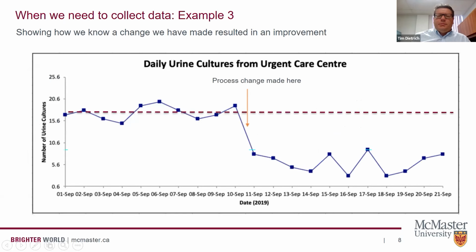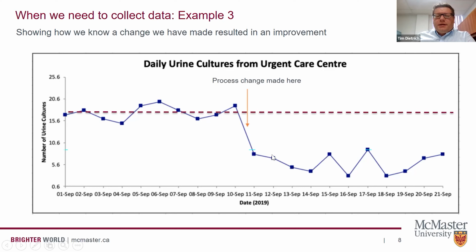And then in that third example that I outlined at the beginning, where our information needs are great, is after we've made that change. And the quicker we can get information and feedback about the change we made to see whether it resulted in an improvement, the better. And so just going back to that simple example that's out there on the internet is looking at the urine cultures from the urgent care center, and a process change was made at a particular day. And you can see right away, this is an example that clearly shows a reduction in the number of cultures sent from the urgent care center. So the process change made there obviously had a significant impact to the outcome measure of interest in this case, which was urgent urine cultures being sent from urgent care.